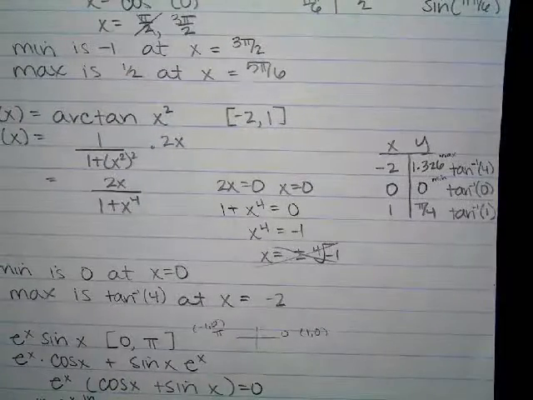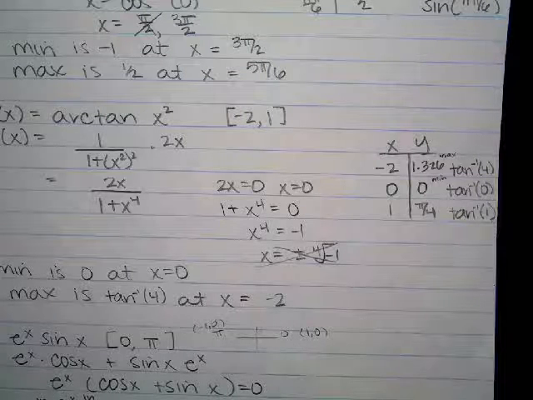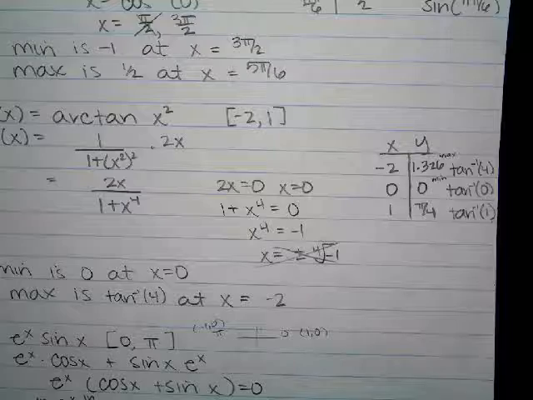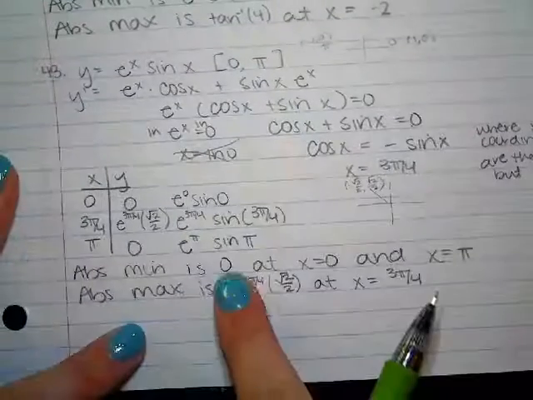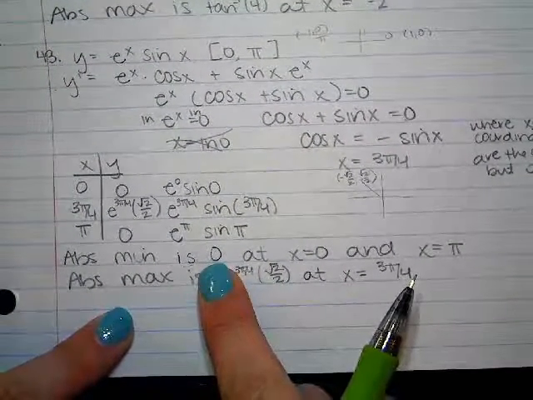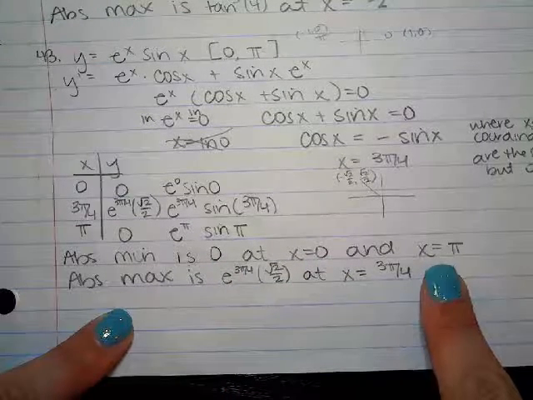All right. What was the question? You put both. So min is 0 for the y-coordinate at both locations, 0 and pi. So 2 locations for the minimum.